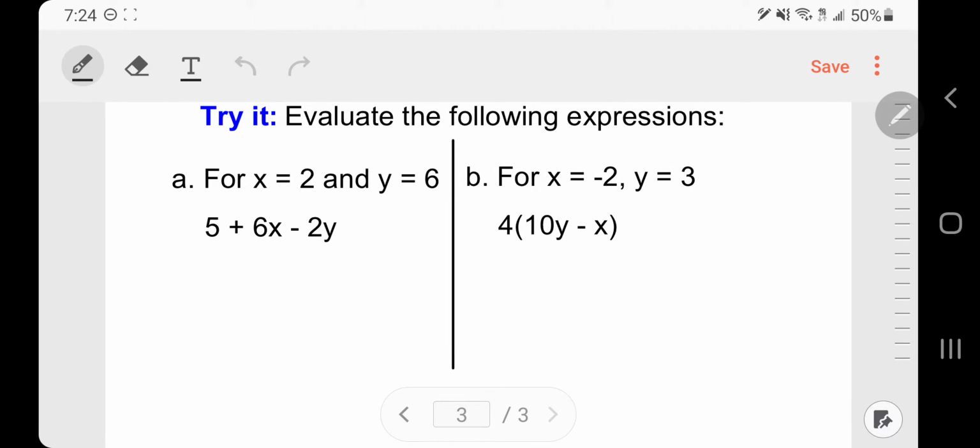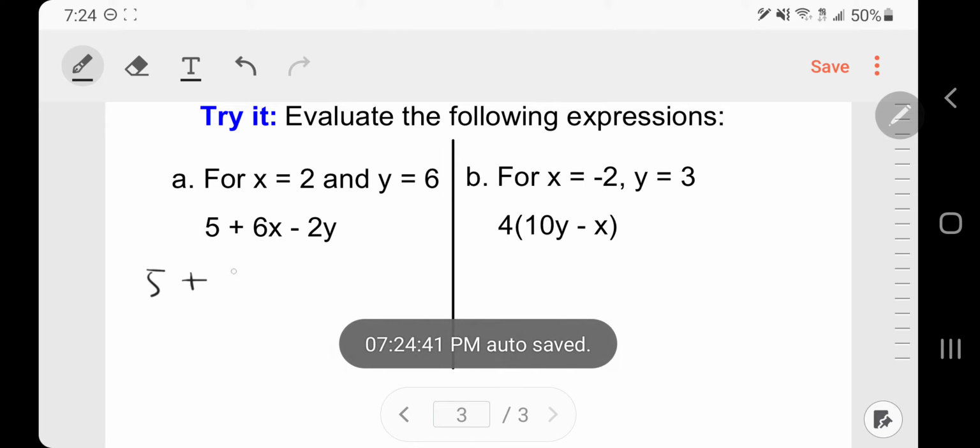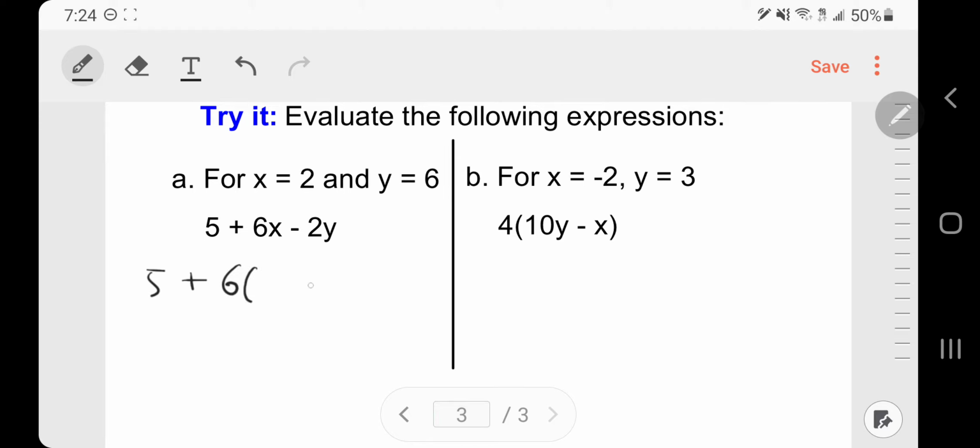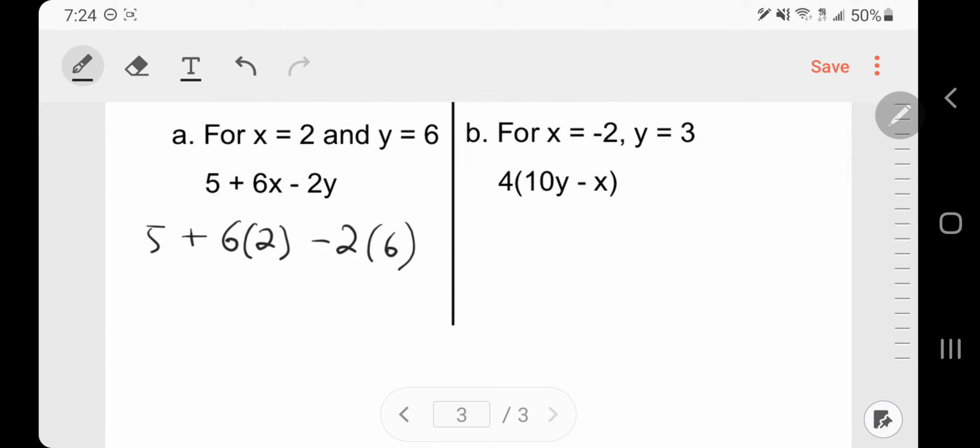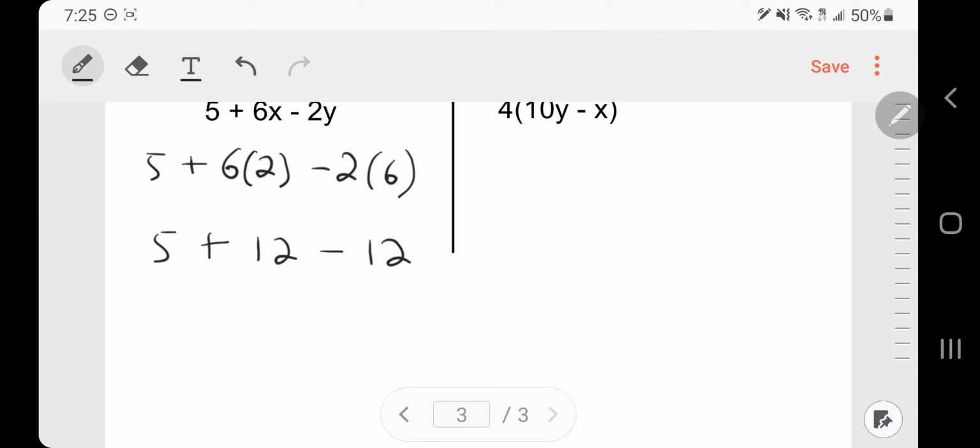Okay, in our first one here, for x equals 2 and y equals 6, evaluate the expression. So we have 5 plus 6 times. Instead of x, we see we're going to plug a 2 in its place. So we'll go ahead and do that. Minus 2 times y, which is 6. And again, we evaluate this. So we have 5 plus 12 minus 12 when we do the multiplication. Okay, well, 12 minus 12 is 0, so you're going to end up with just 5 as your solution.